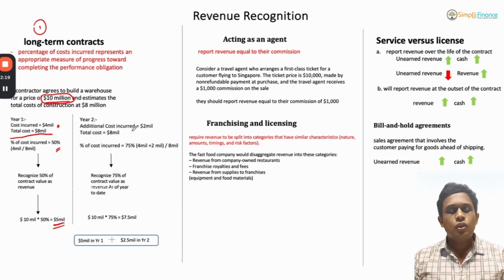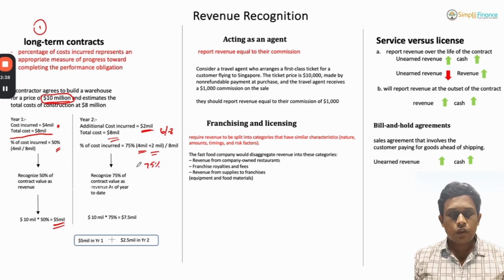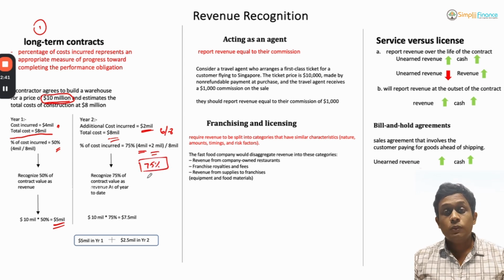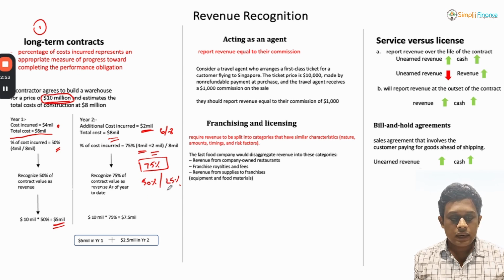In the next year, you have also incurred a 2 million cost, additional cost on the total 8 million. So up to the last year, you have incurred 4 million. In this year, you have incurred another 2 million. So totally 6 million out of 8 million is already incurred. So 75% of the project is completed. Now this is a cumulative value, which means 50% of completion was in the previous year and 25% is in the current year. So what we need to do is just recognize the balance 25% in the second year, because 50% has already been recorded in the first year.